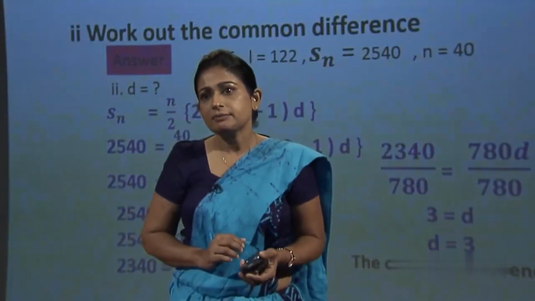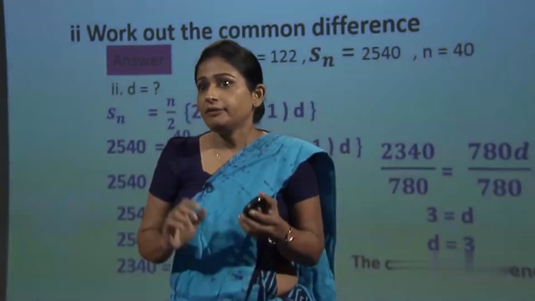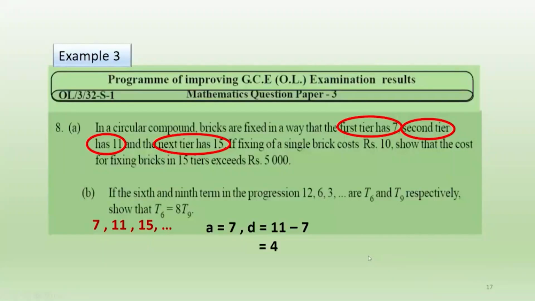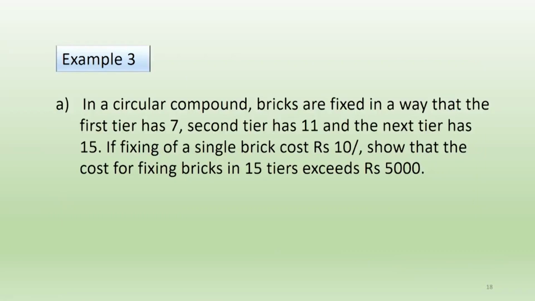Okay, what's the next example? Let's see that. I have taken it from one paper issued by the ministry. Look at that. In a circular compound, bricks are fixed in a way that the first tier has 7, the second tier has 11, and the next tier has 15. If fixing a single brick costs 10 rupees, show that the cost for fixing bricks in 15 tiers exceeds 5,000 rupees. So how do we do that?